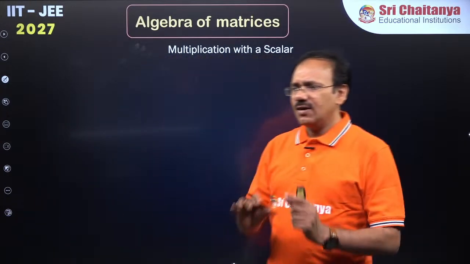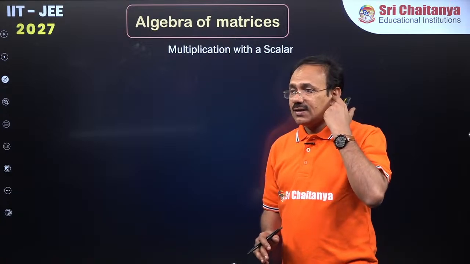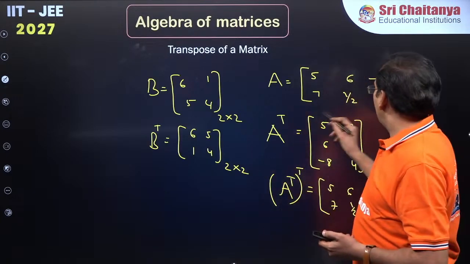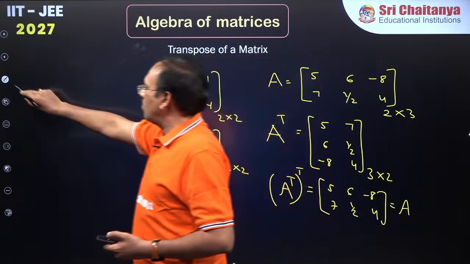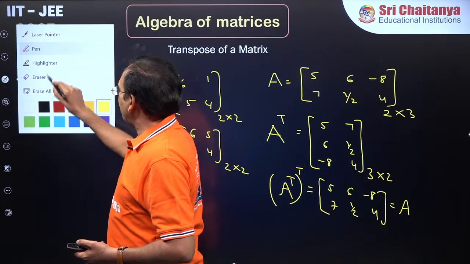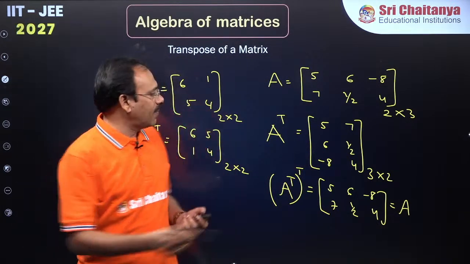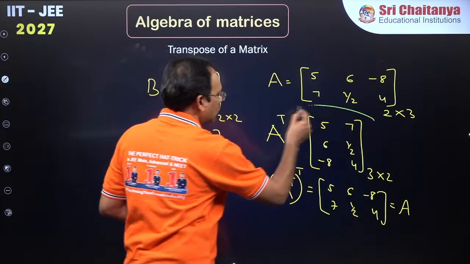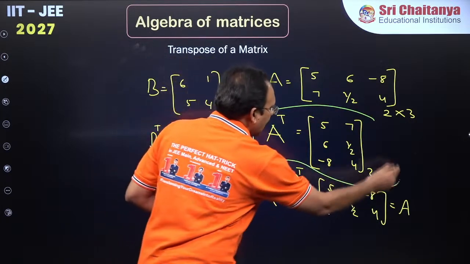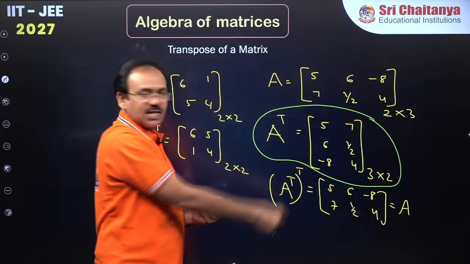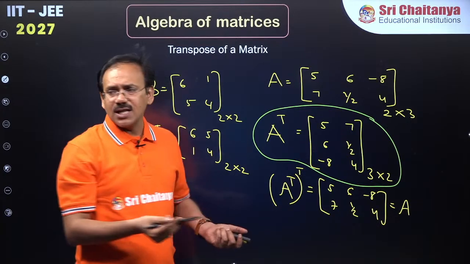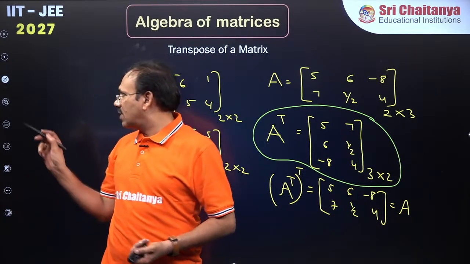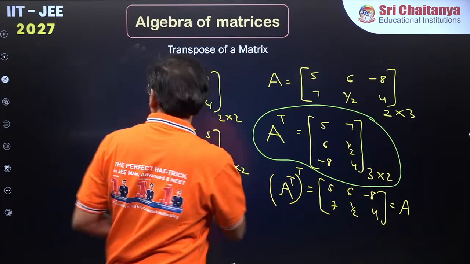You see, the second point, transpose is very clear. Transpose of a matrix is simply a new matrix. Simply you just write rows as columns. First row you write as first column, second row you write as second column. Fine, that is transpose. A transpose whole transpose will become A.